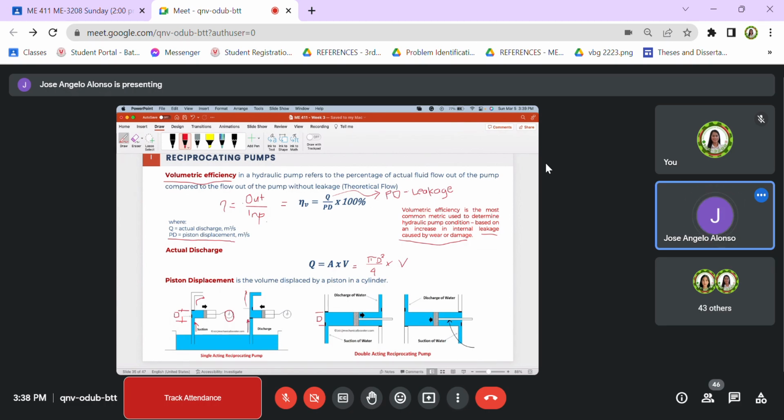While for double acting reciprocating pump, for every complete revolution ng ating piston, napunta siya dito sa taas, bumalik siya sa bottom, there will always be two discharge and two suction. So we can say that theoretically, the volume flow rate of the double acting reciprocating pump is twice the volume flow rate ng ating single acting reciprocating pump if hindi natin i-consider ang diameter or ang space na nako-consume ng piston rod.